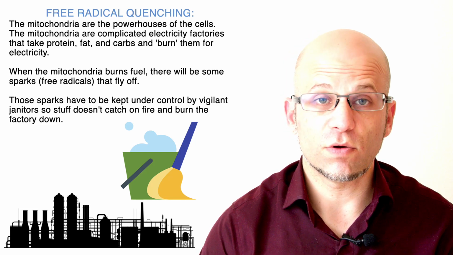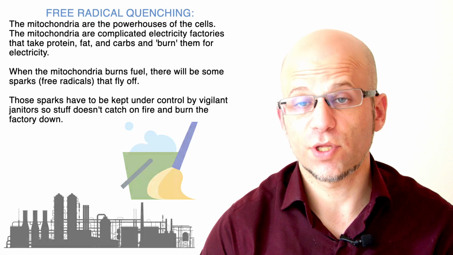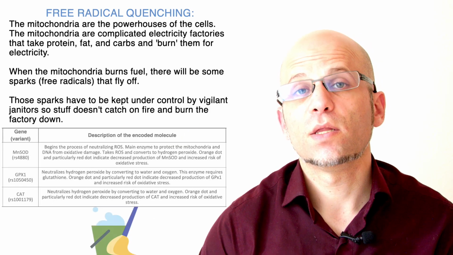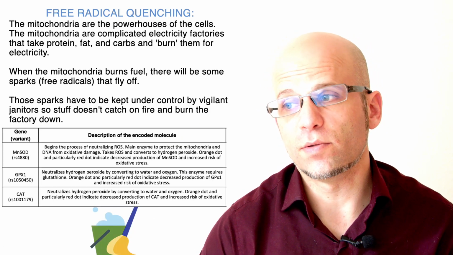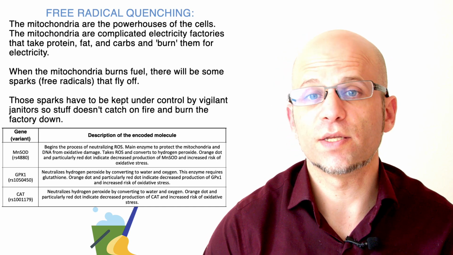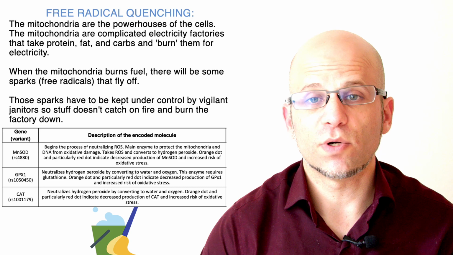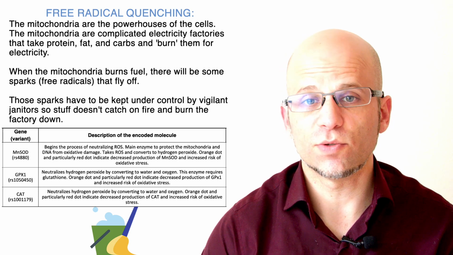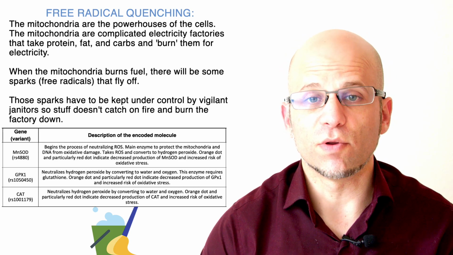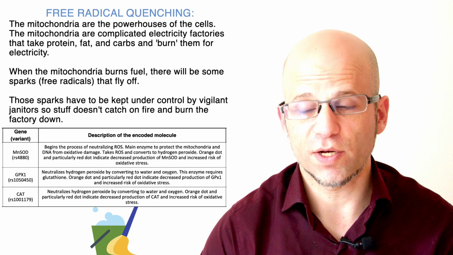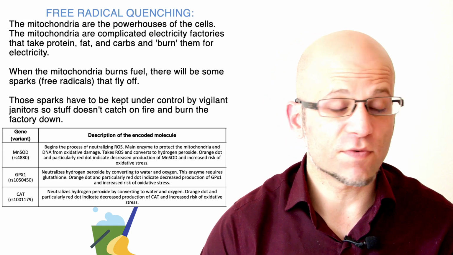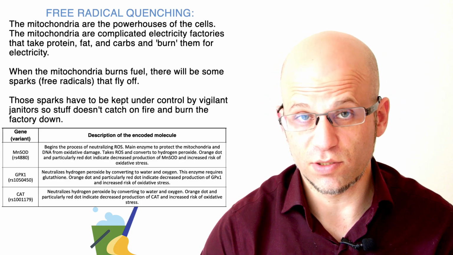These janitors are called free radical scavengers. They are the enzymes that go around and neutralize the sparks. The names of these enzymes are MN-SOD, GPX1, and CAT, which stand for manganese superoxide dismutase, glutathione peroxidase, and catalase, respectively. So you don't need to be on a first-name basis with the names of these things.